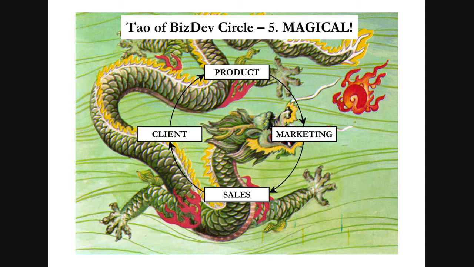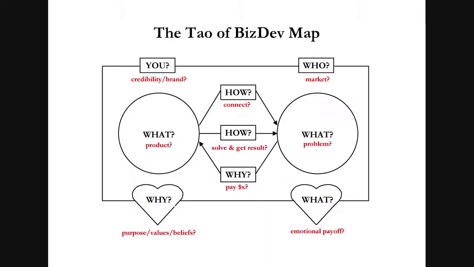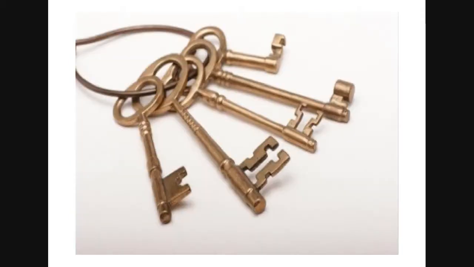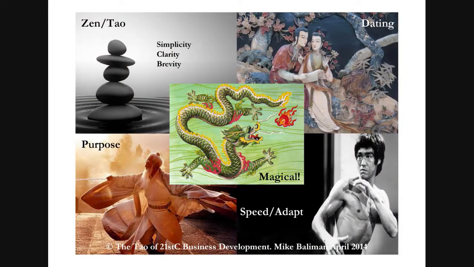In this talk, I've covered the use of 3 Tao of BizDev tools: the map, the circle, and the 5 keys. Flip yourself around from thinking how you might use these approaches to instead thinking about how you would feel if someone had marketed and sold to you using these principles of Zen simplicity, clarity, brevity, of dating, of being speedy and adaptable, of being driven by purpose, and of being magical.